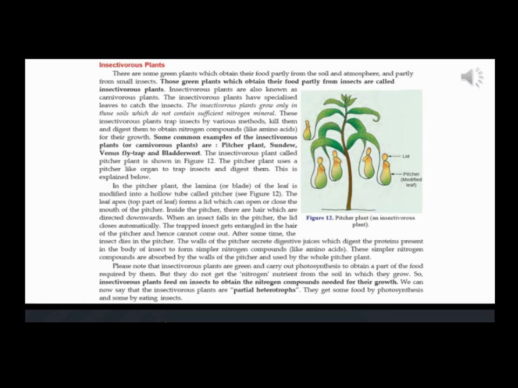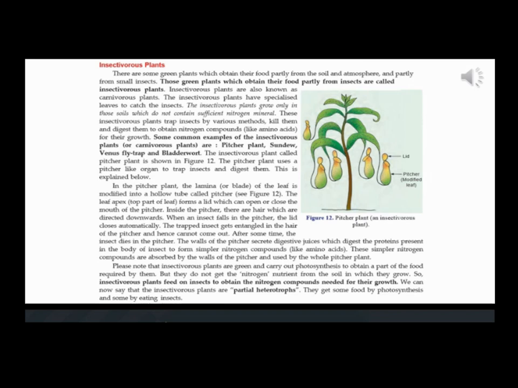Now children, the question may be coming in your mind that these green plants are capable of producing food. And what is the necessity of killing insects for food? Let me tell you the reasons.